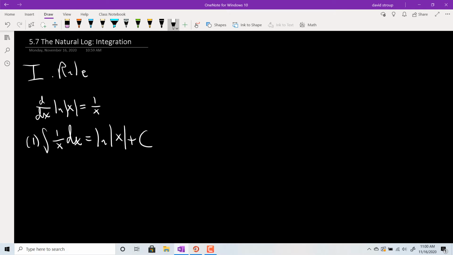Don't forget that. Okay. Then in more general terms, if we have some function of x, call it u, the integral will be the ln of the absolute value of u plus c. Okay, I don't know why we need to state that twice. No, these are just dummy variables. You can put any variable you want in there. And okay, so anyways, let's take a look.